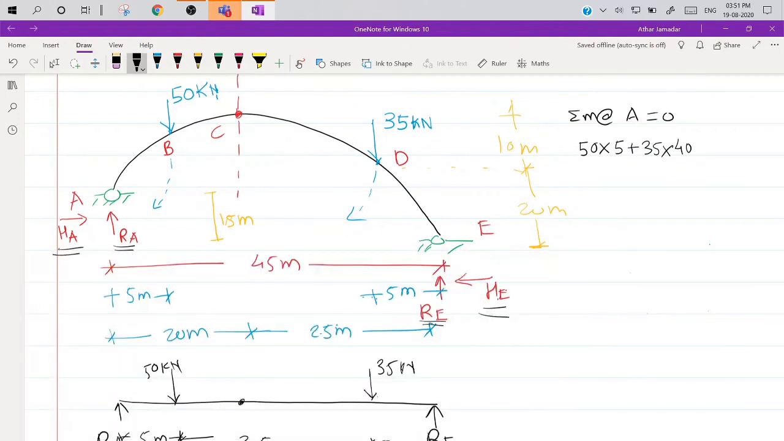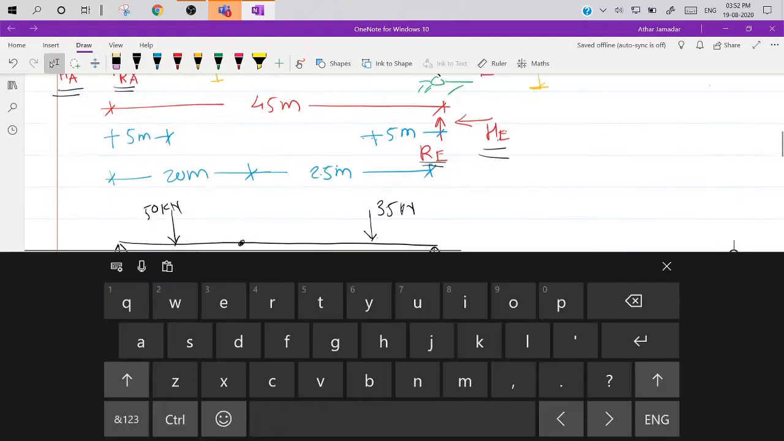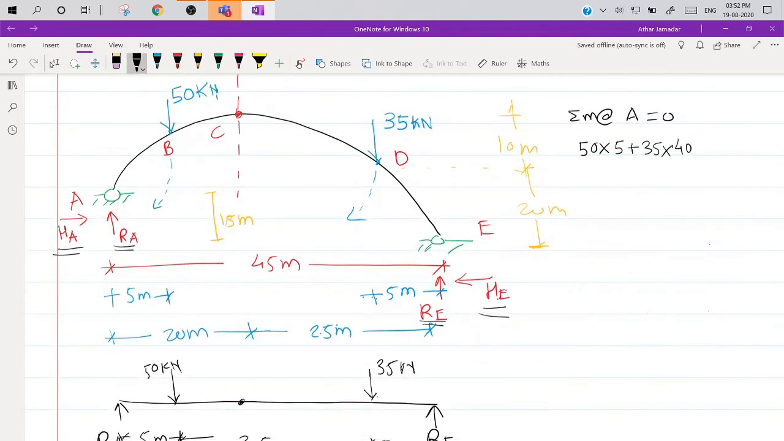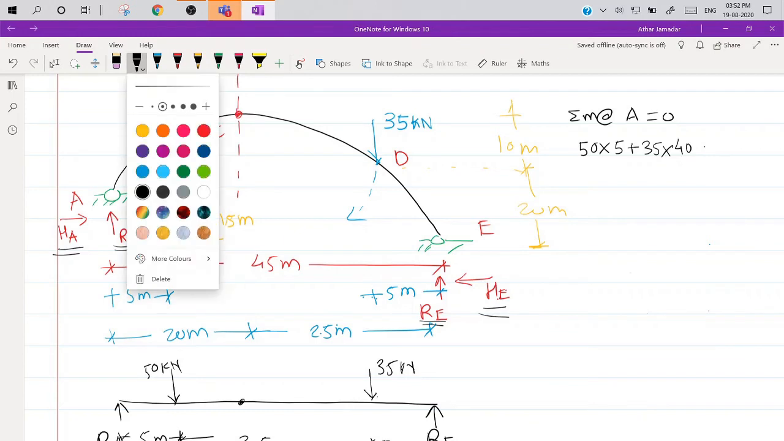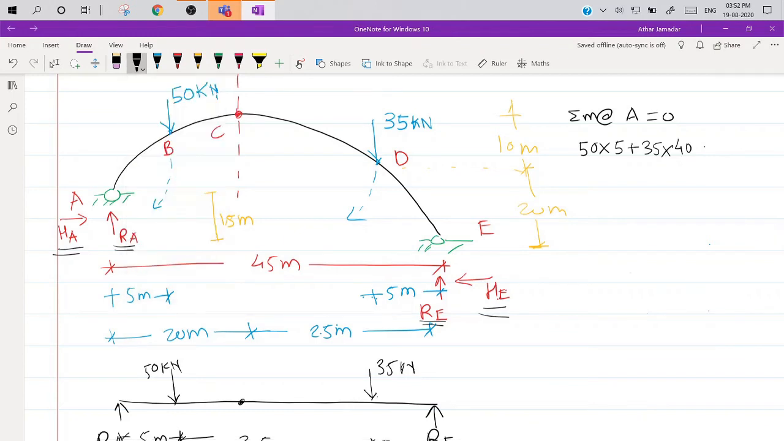So 35 into 40, okay, so that will be second. Now third, this RE into 45. Okay, this reaction RE into 45 will act in anti-clockwise direction. So that's why we have to write down here negative. So minus RE into 45.